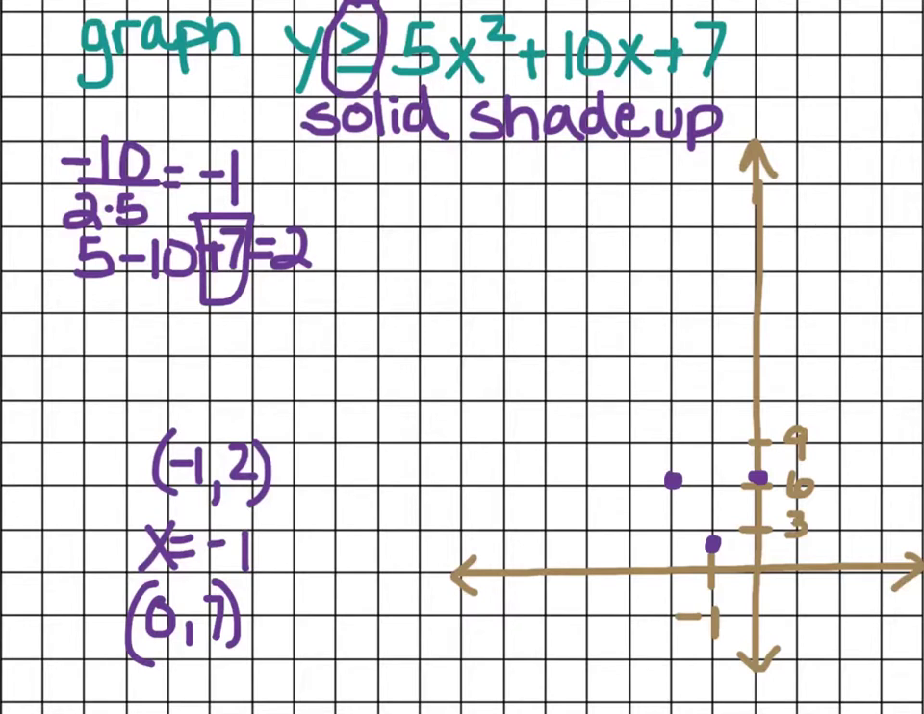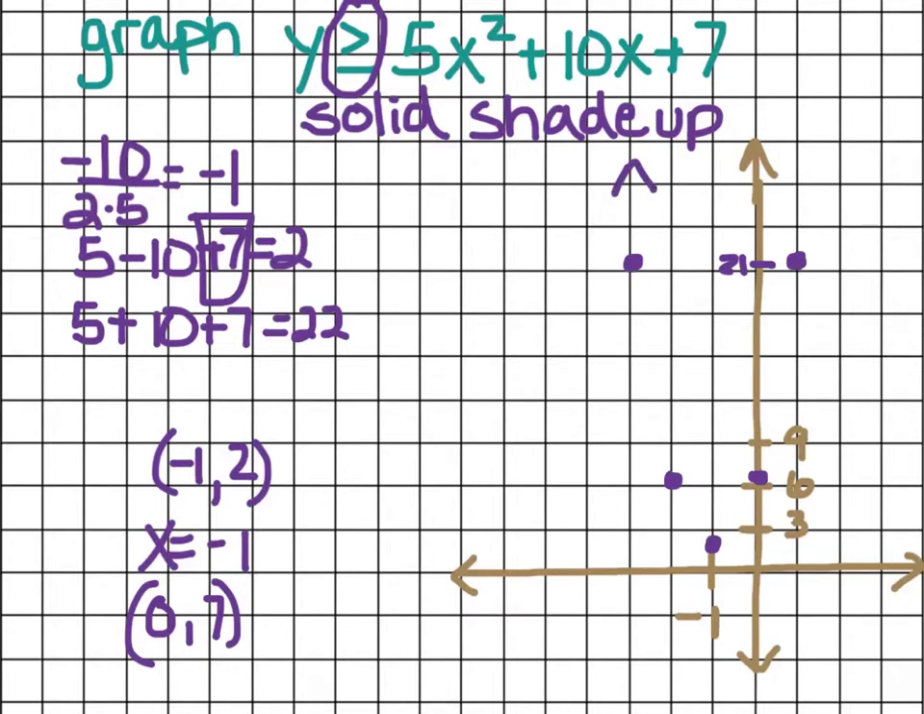And then we need to plug in, let's plug in a 1. If we plug in a 1, we get 5 plus 10 plus 7, and that's 22. So when x is 1, y is 22. So if this is 21, then 22 would be right there. And if we mirror it across our axis of symmetry, we'd also have a point there.